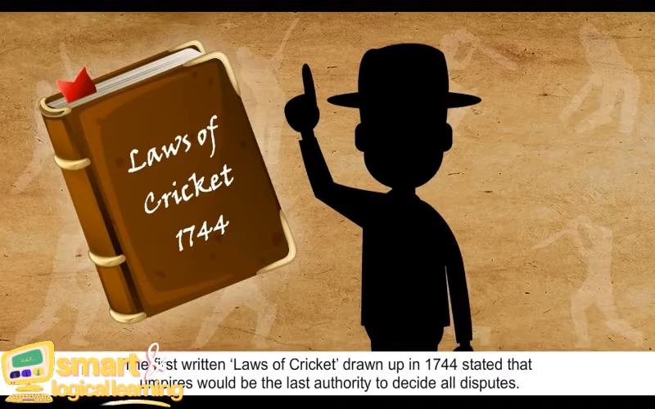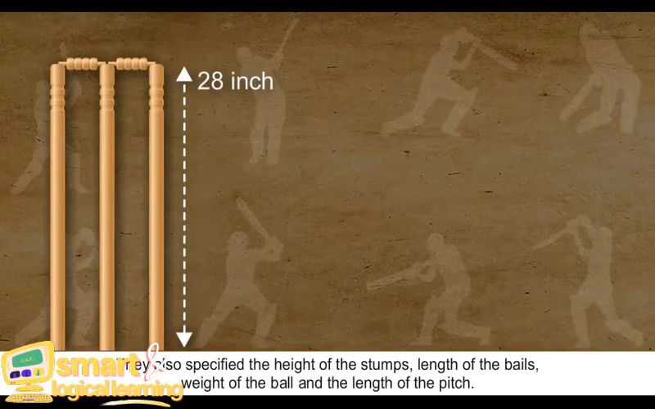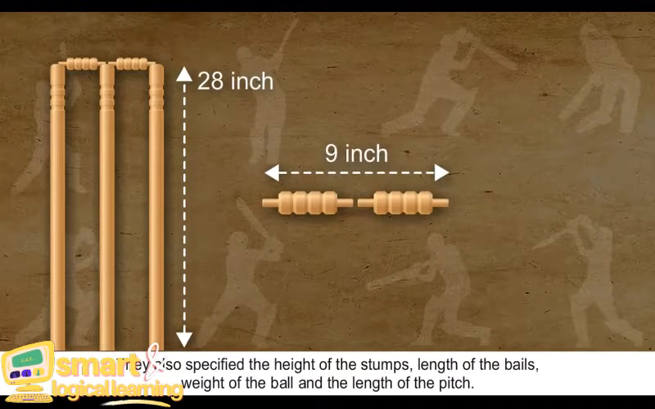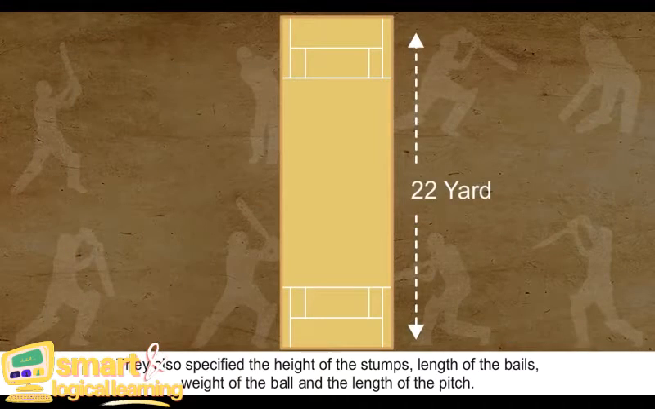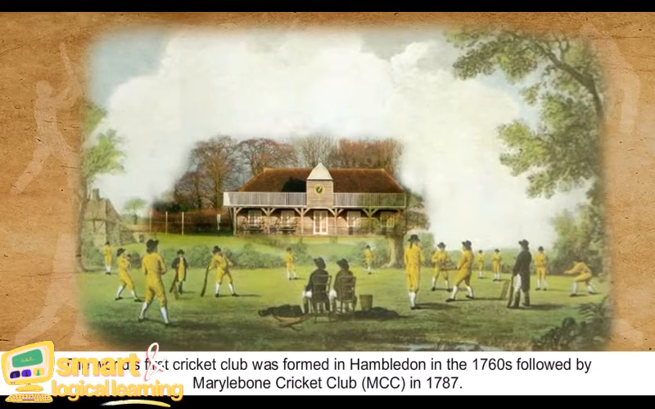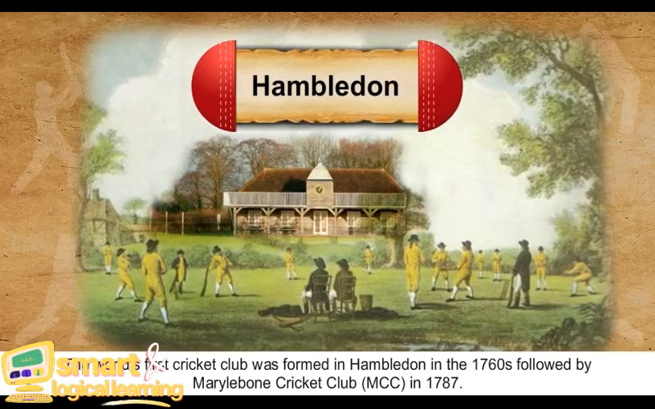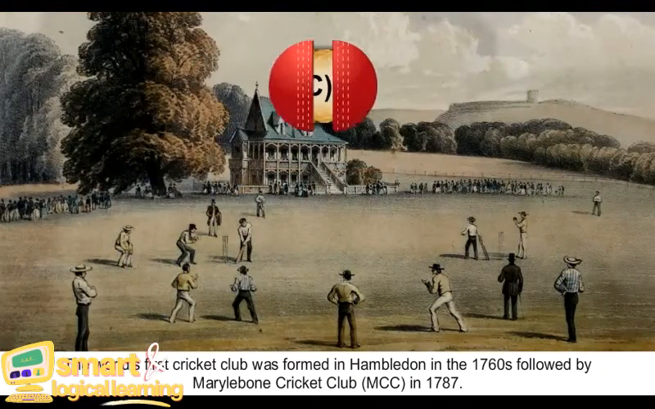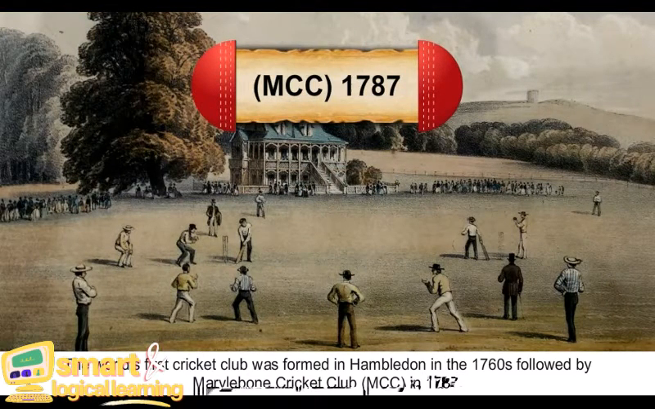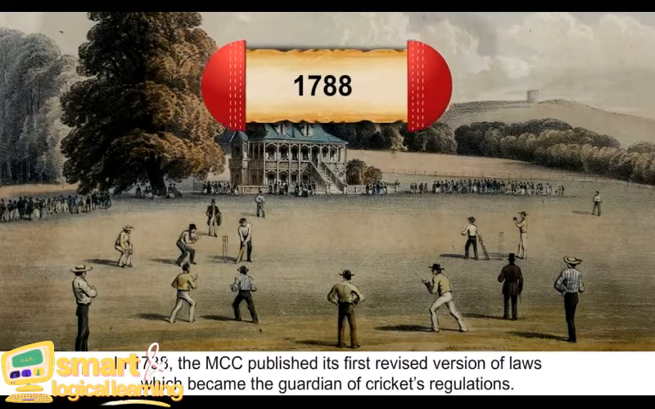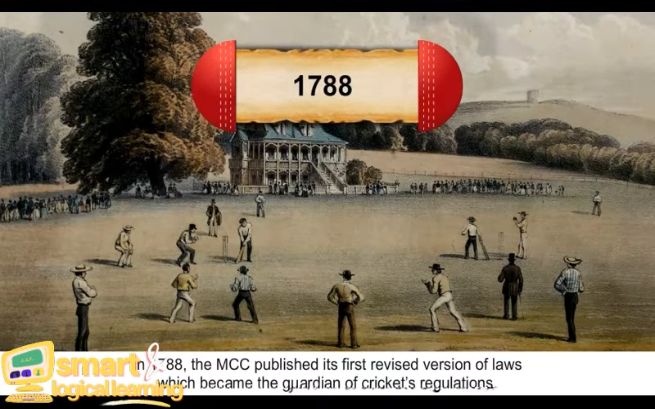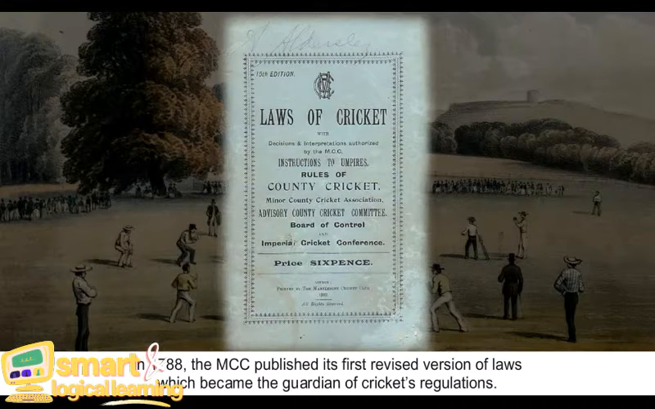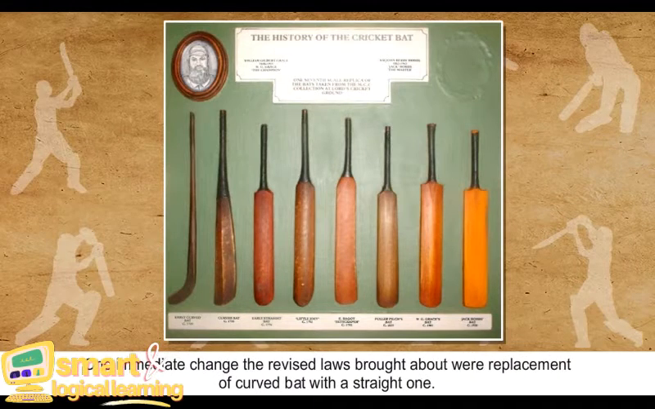all disputes. They also specified the height of the stumps, length of the bails, weight of the ball, and the length of the pitch. The world's first cricket club was formed in Hambledon in the 1760s, followed by Marylebone Cricket Club, MCC, in 1787. In 1788, the MCC published its first revised version of laws, which became the guardian of cricket's regulations. One immediate change the revised laws brought about was replacement of the curved bat with a straight one.